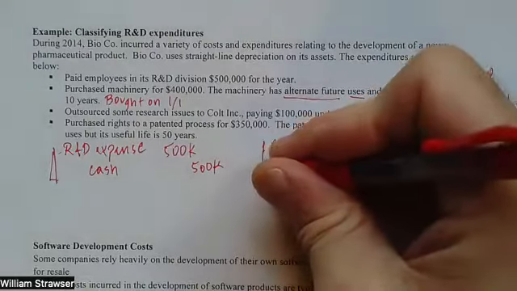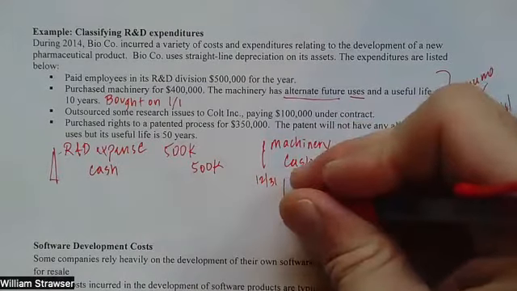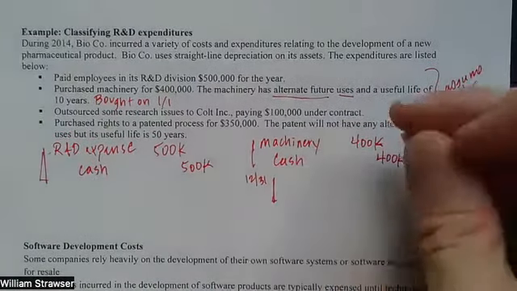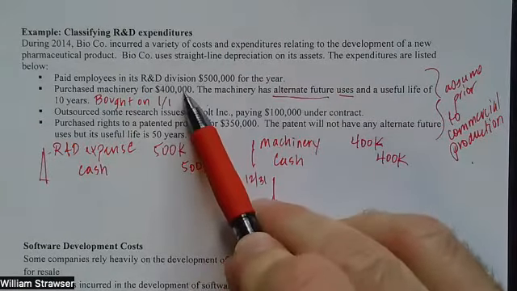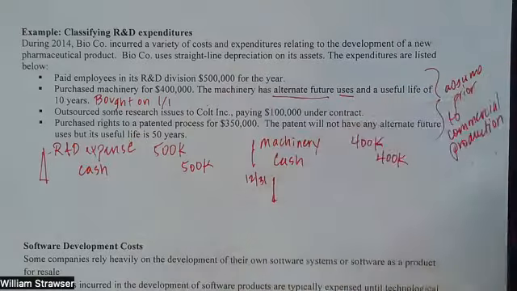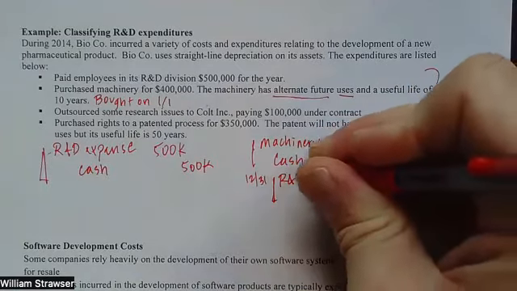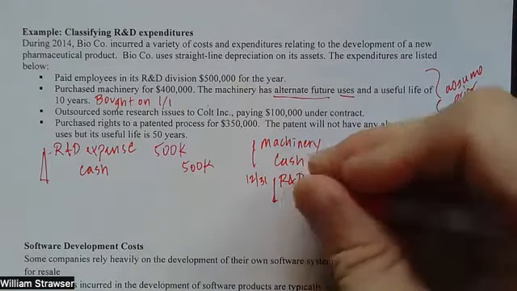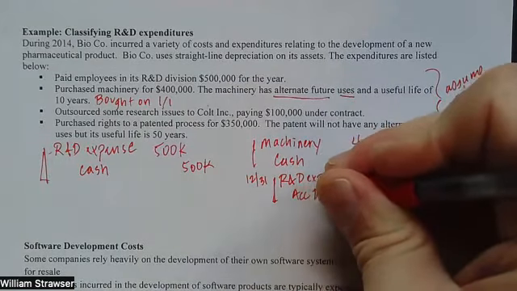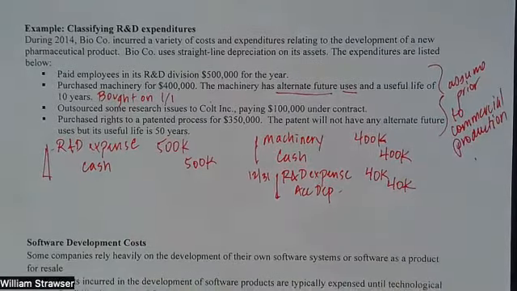So when I adjusted on 12/31, if I have not yet met commercial production, this is what I meant about R&D expense instead of depreciation. If we're using straight line, 400,000, 10 years, that's $40,000 of depreciation expense per year, but it gets recorded as R&D expense rather than depreciation expense. And I credit accumulated depreciation. So the credit doesn't change. It's just that instead of debiting depreciation, I debit R&D.